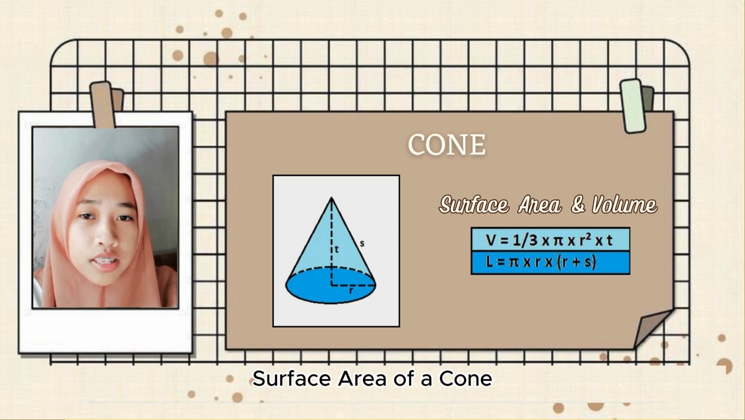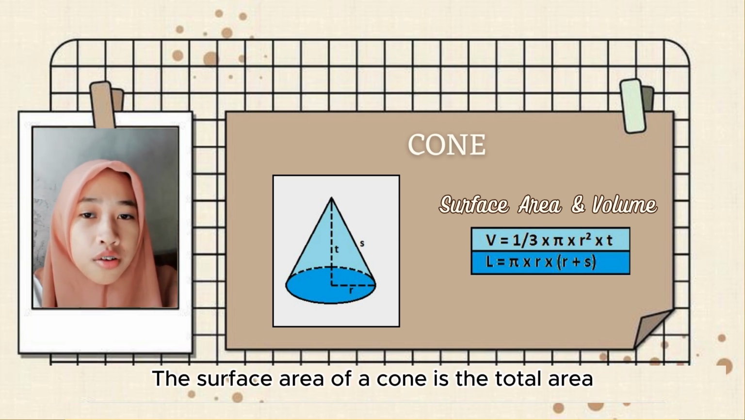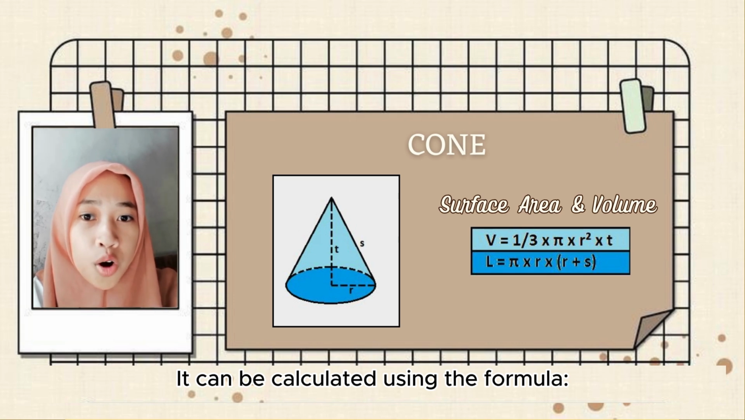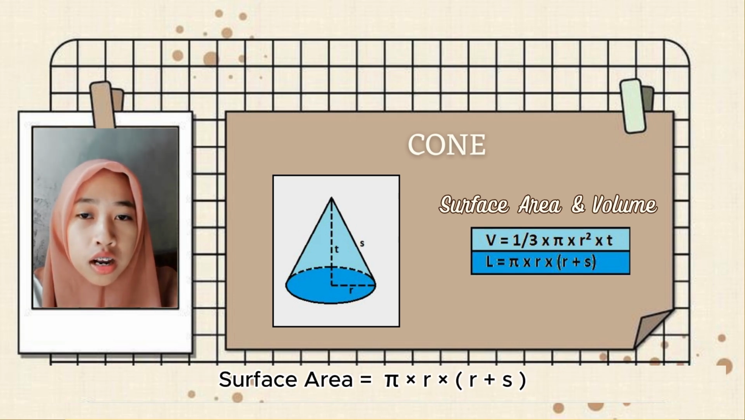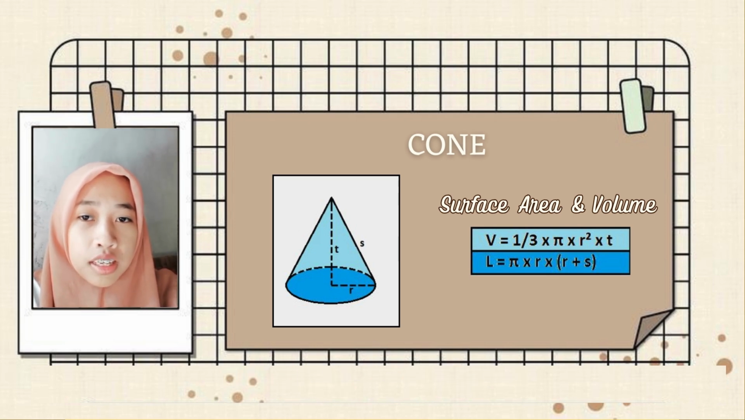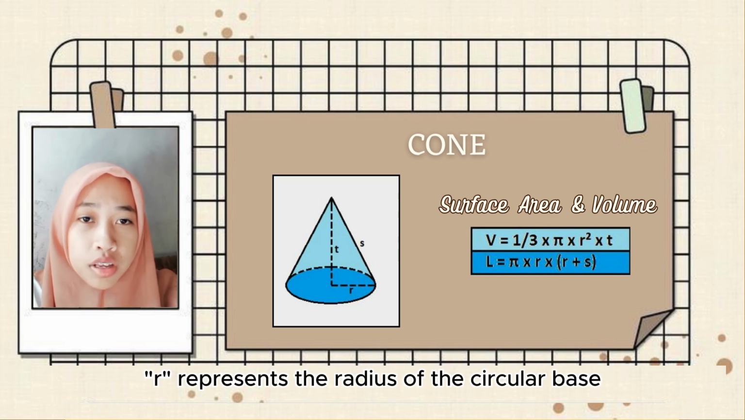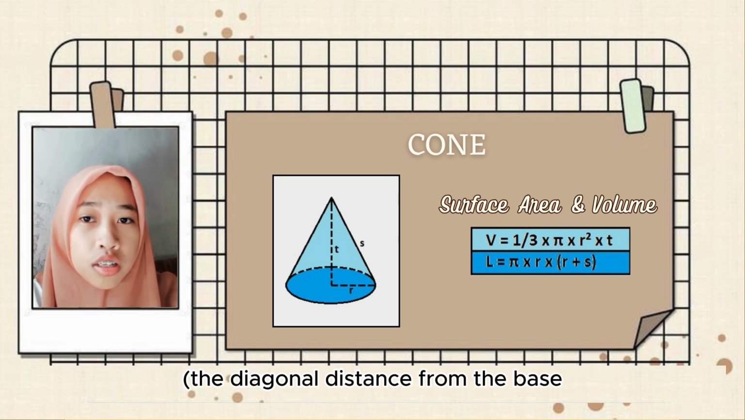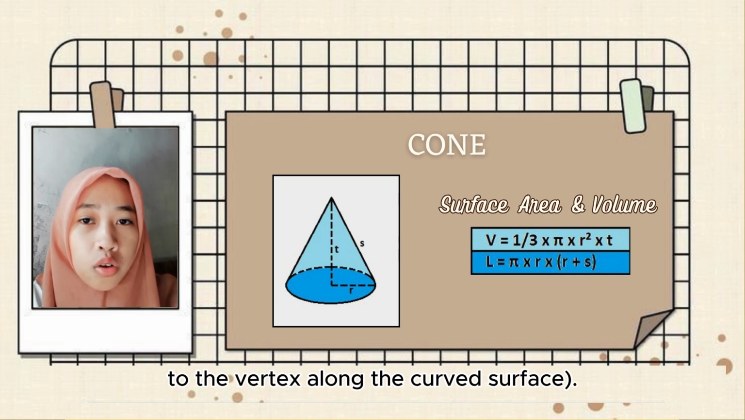Next, surface area of a cone. The surface area of a cone is the total area covered by its curved surface and the circular base. It can be calculated using the formula: surface area equals pi times r times (r plus l). In this formula, r represents the radius of the circular base and l represents the slant height of the cone, the diagonal distance from the base to the vertex along the curve.